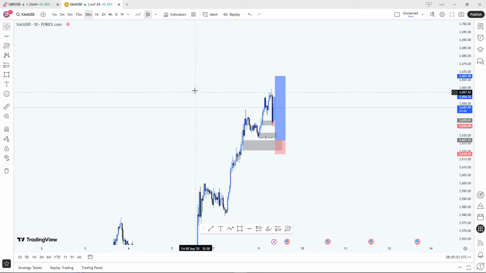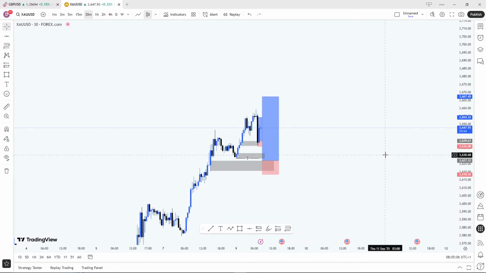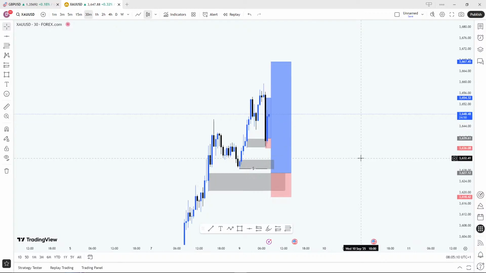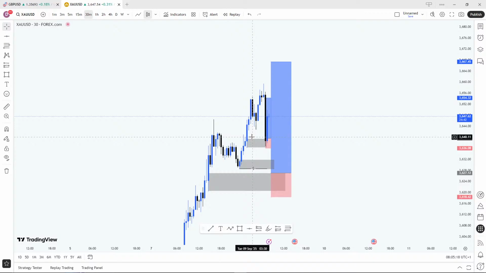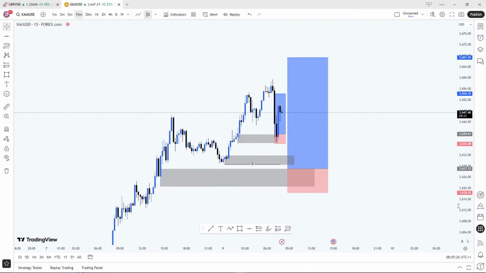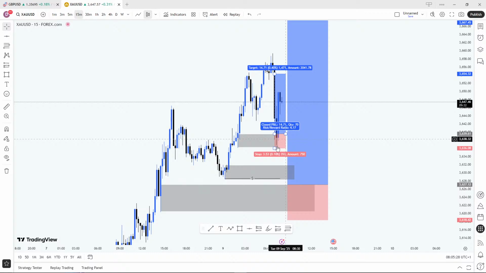So this is on the 30 minutes time frame, and on the 30 minutes time frame, there is no clear order block to mark out for our buy. Right, then I have to go to a much lower time frame. On the 15 minutes time frame, you're going to see we have a clear breaker block right here, which is where the price is currently reacting from. You can see the reaction.